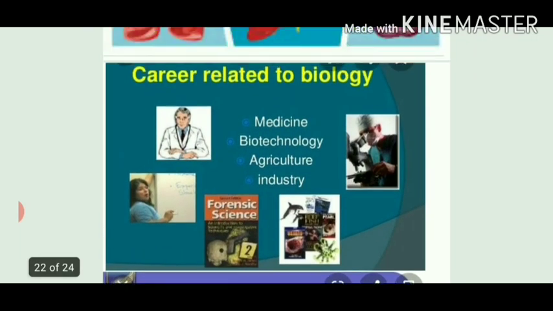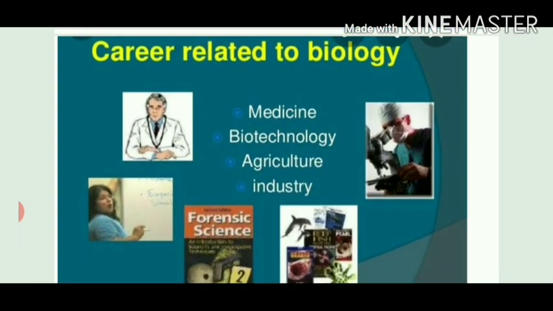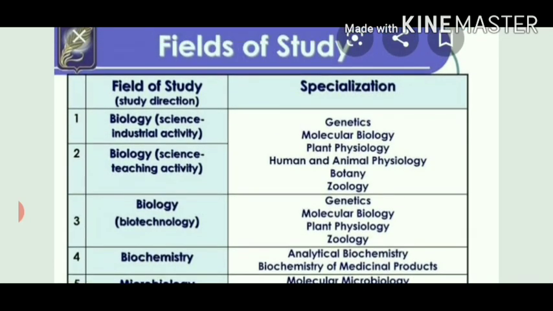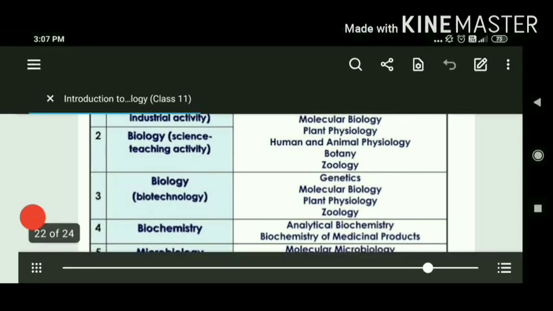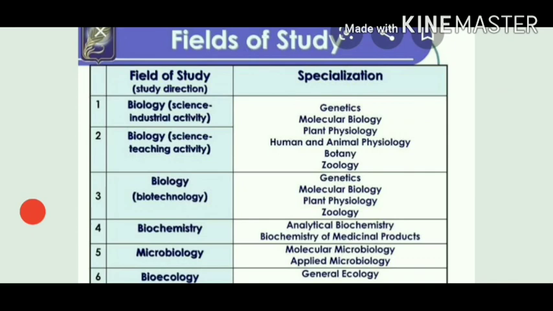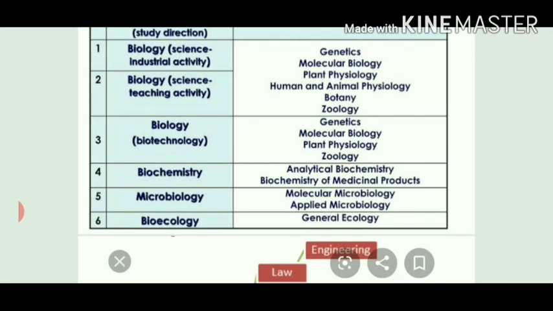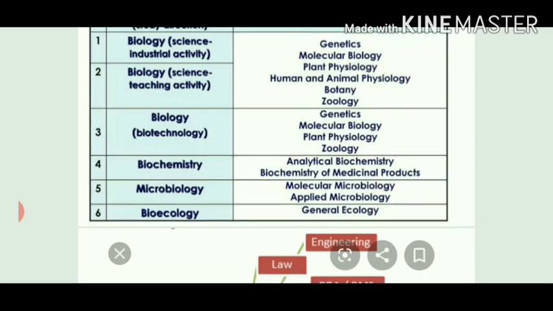Now, what are the different careers related to biology, like the medicine section, biotechnology, agriculture as well as industry? Here are the specializations of different fields of study. Number 1, biology: here they have talked about genetics, molecular biology, plant physiology, human and animal physiology, botany and zoology. Number 3, if we opt for biotechnology, there is a large scope in genetics, then molecular biology, plant physiology and zoology. These are the specializations under it. Then you can also go for biochemistry, microbiology and bioecology.